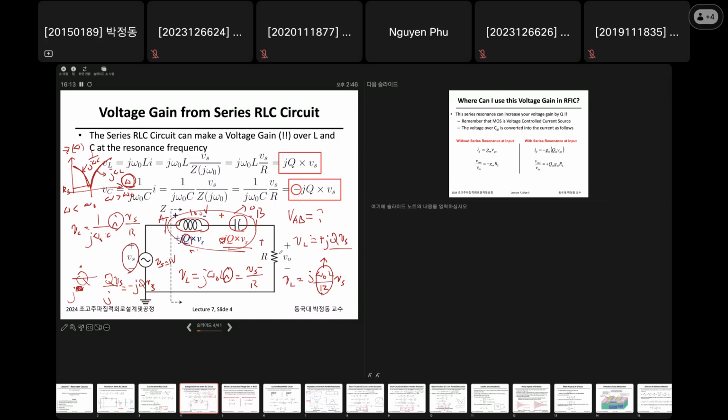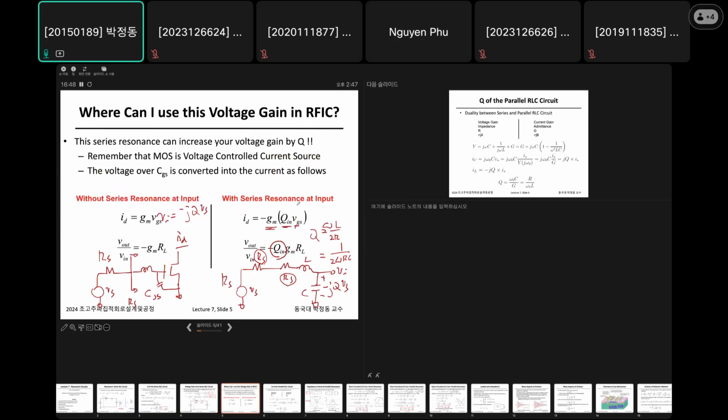Zero. Okay, this is 0, right? Good work. Because you have a +jQVs, but you also have a -jQVs. So the voltage between this and this becomes 0. That's why you get Vout equal to Vs at resonance. Make sense? Yes, Professor.